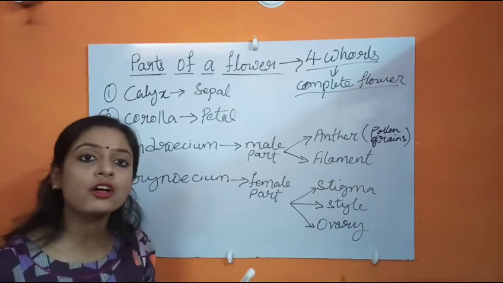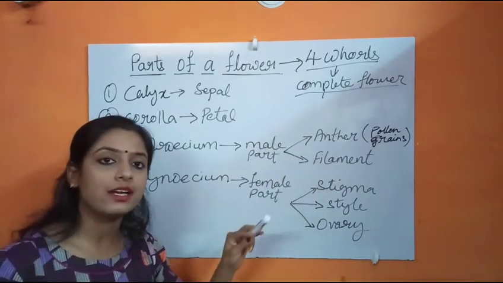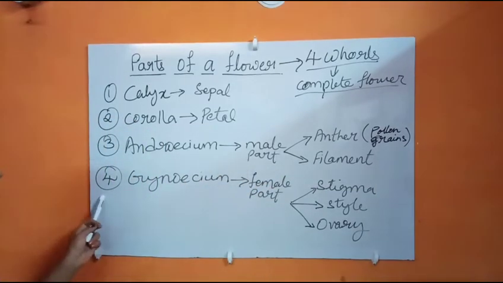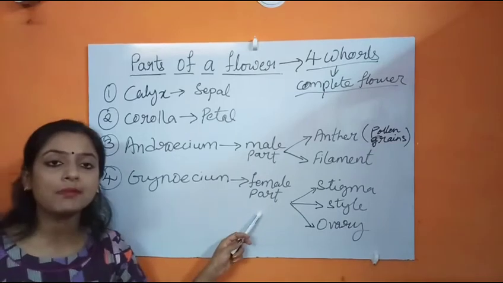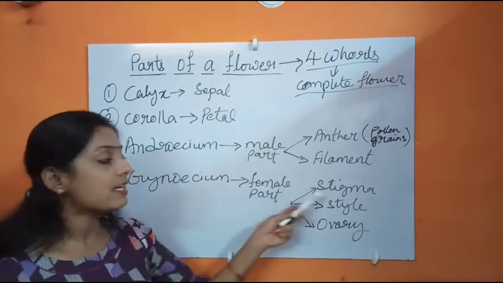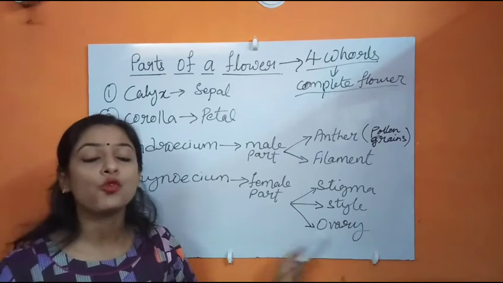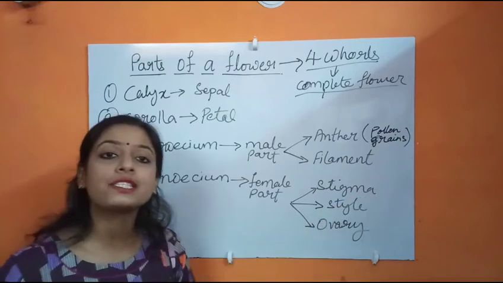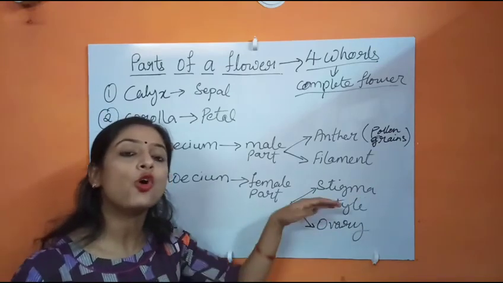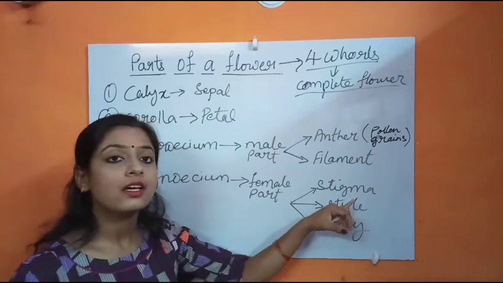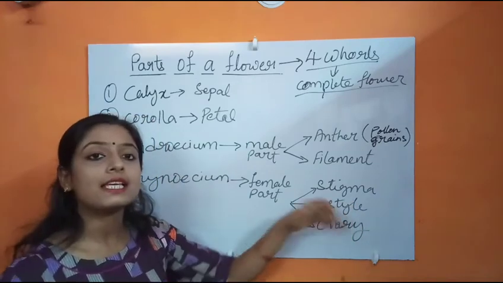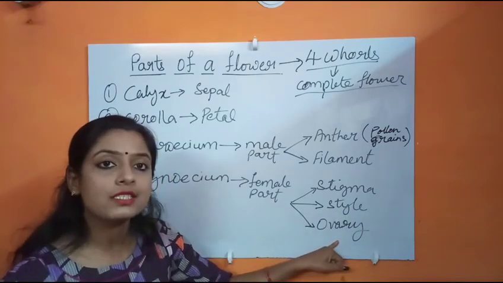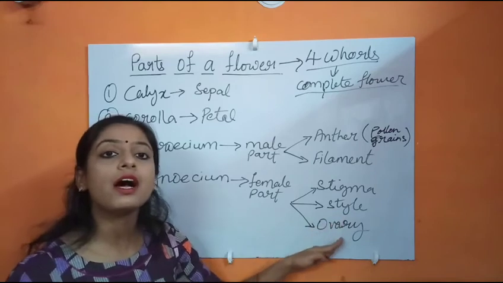Filament is the stalk over which anther is there. Anther is connected with filament. Number 4 is gynoecium, which is the female part of the flower, and it contains stigma, style and ovary. Stigma is the mouth part, which is very sticky, and pollen grains stick over it. Style is the hollow tube from stigma to ovaries.